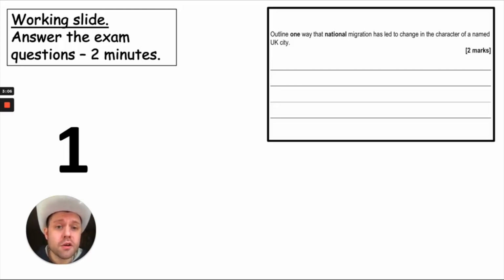The final bit of advice I'll give you for this is read the question really carefully. A lot of people will look at this question and start writing about Chinatown in Birmingham. That's not what it wants you to do. In terms of command, outline means a brief description, borderline basic explanation. So what you need to do now is pause this video for 2 minutes and attempt to answer that question. So I'll see you in a couple of minutes. Off you go.